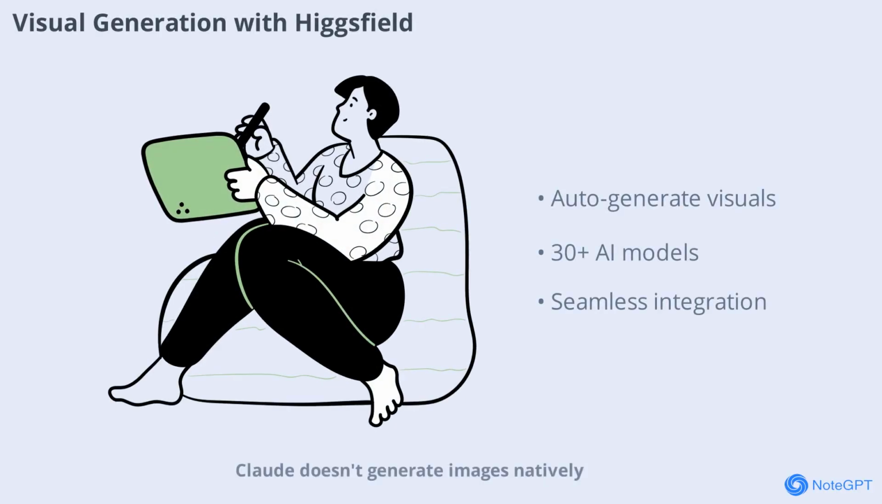Claude doesn't generate images natively, but you can connect it to Higgsfield using the Model Context Protocol (MCP). This unlocks access to over 30 AI models for generating visuals, animations, and video snippets. Claude triggers Higgsfield to create everything from Instagram carousels to YouTube thumbnails, making your content visually engaging without manual design work.